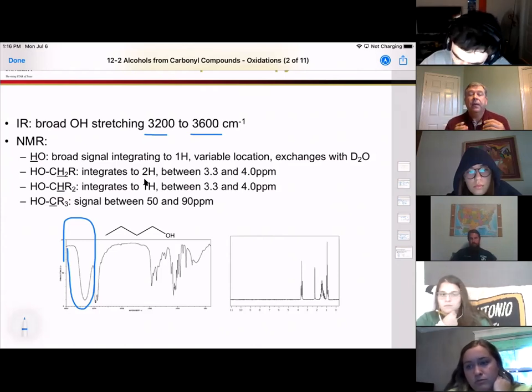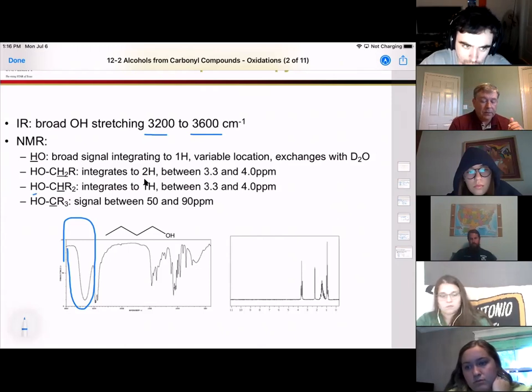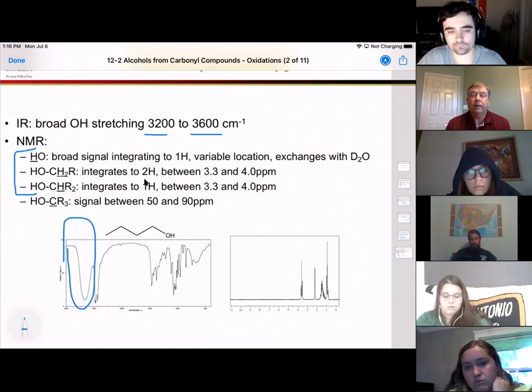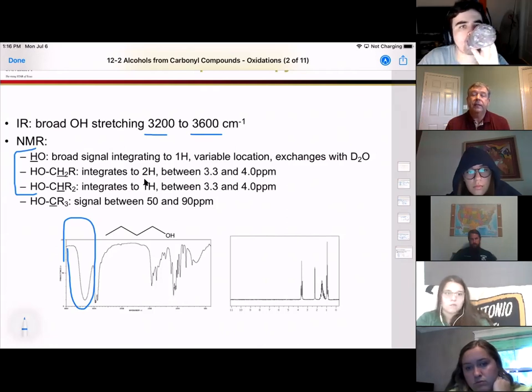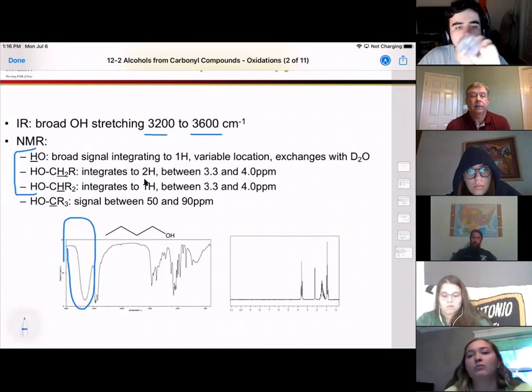If we look at proton NMR, and these first three are proton NMRs, we see that the OH by itself does have a signal for that hydrogen on the alcohol here. However, because it hydrogen bonds, it'll exchange very quickly with deuterium oxide, and so that will make the signal go away. So you can positively identify which peak is your OH peak, because number one, it'll be broad. Number two, it'll go away as you add deuterium oxide.